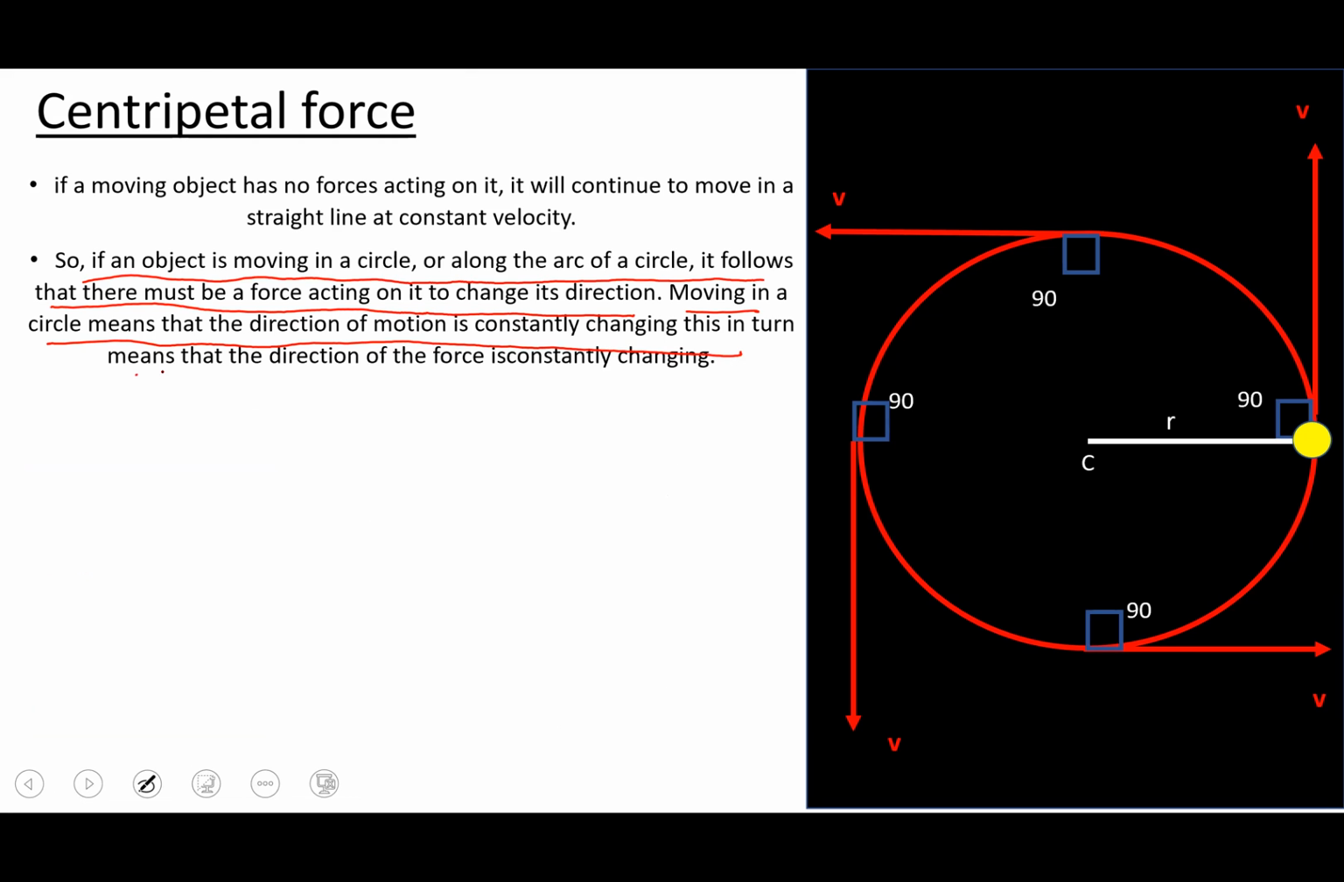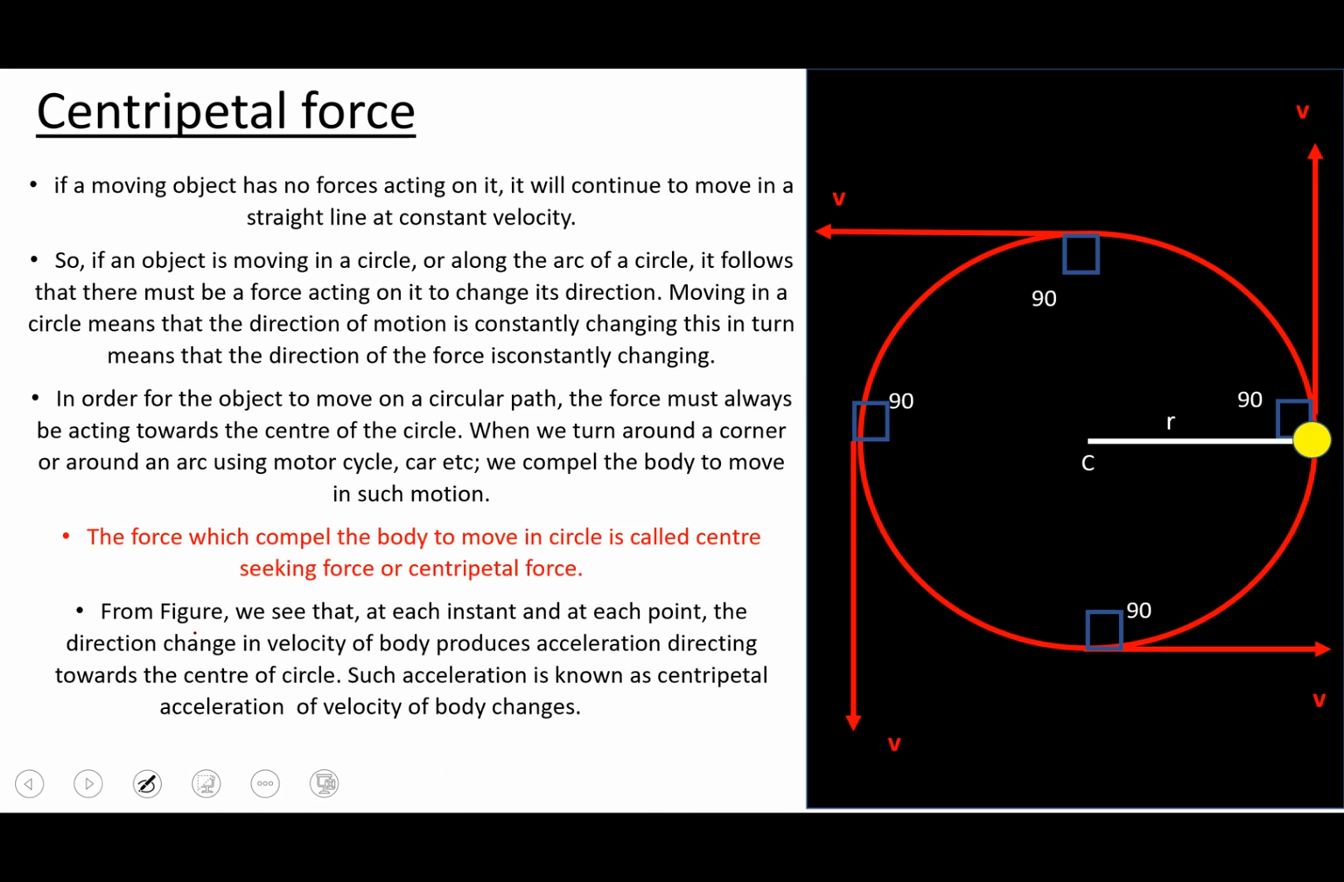This in turn means the direction of the force is constantly changing. That means the force at each point over here, over here, over here is constantly changing its direction. Now, in order for the object to move in a circular path, the force must always be acting towards the center. That means in all of these cases, the force must always act towards the center, like this, in each and every case.